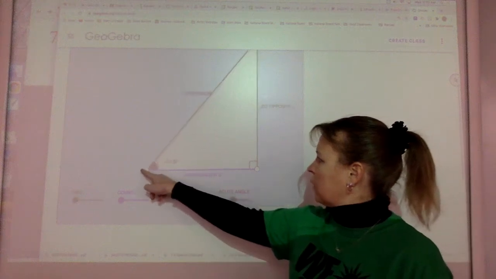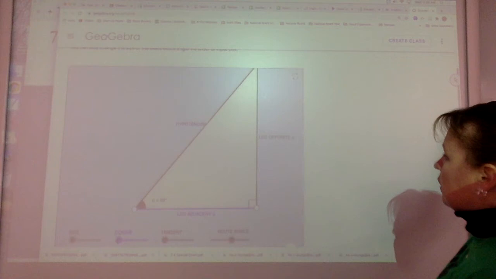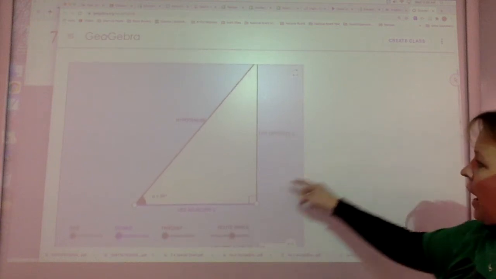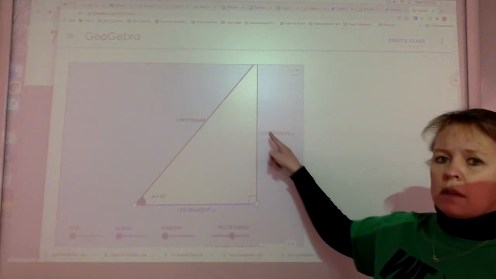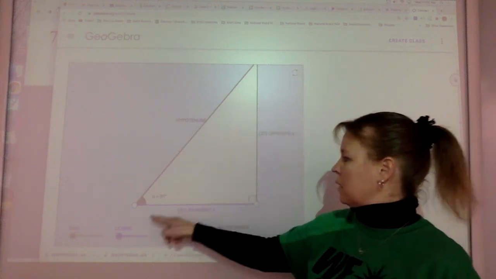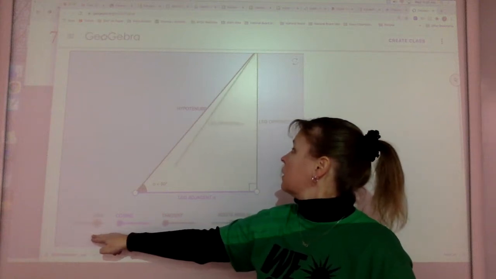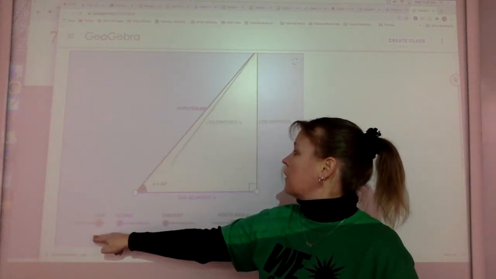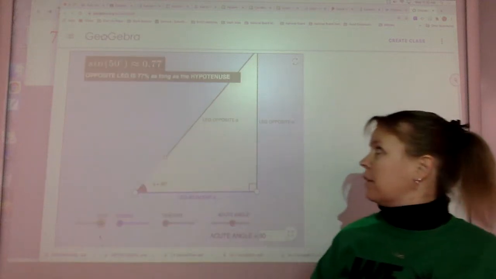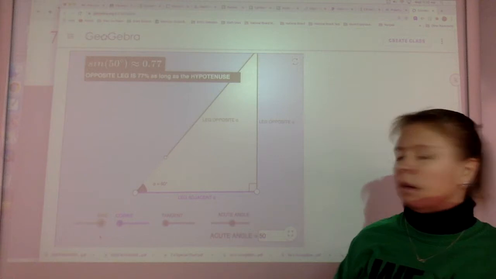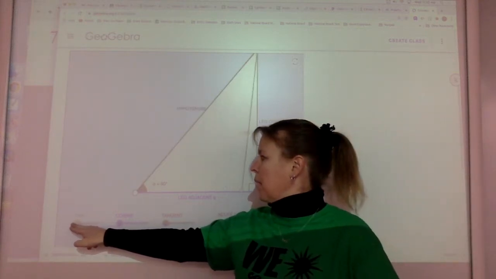So if we have a 50-degree angle here, how big for sine is the opposite side compared to the hypotenuse, because it's opposite over hypotenuse? It's not as long, and never will be. It's 0.77, or 77 hundredths as big, a little less than 8/10 as big as the hypotenuse is.